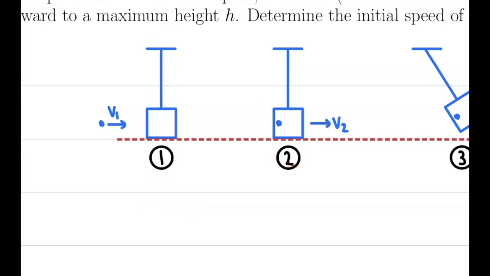So there's no net external force. Same thing with 2. We have tension and force of gravity, so they cancel out. So there's no net external force. So yes, momentum is conserved from 1 to 2.